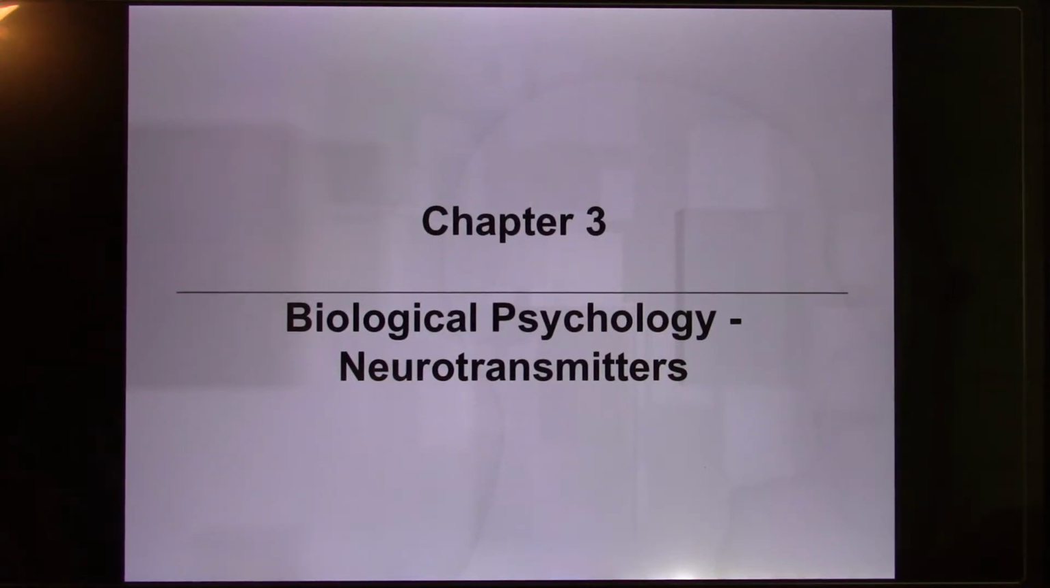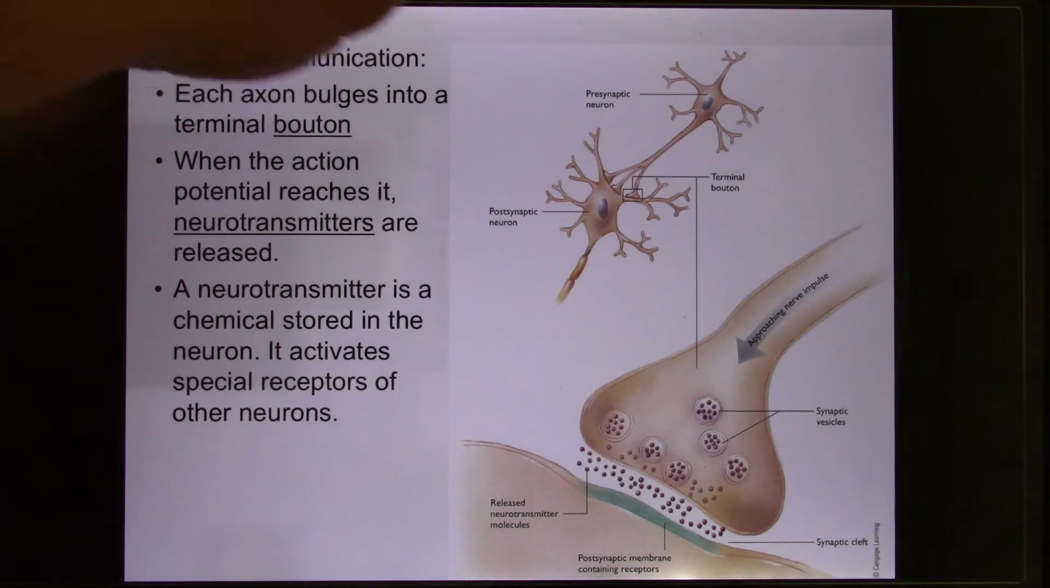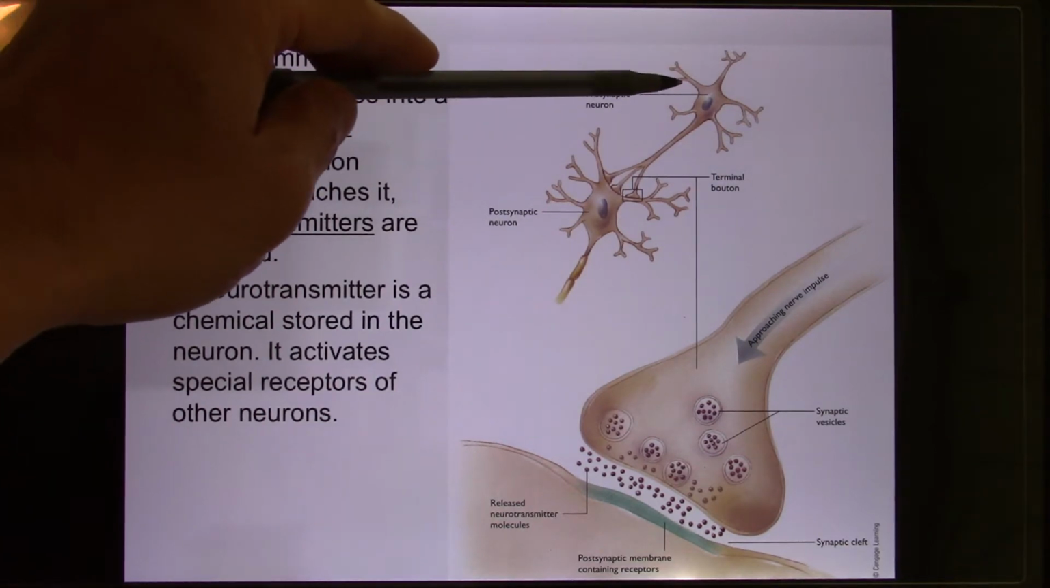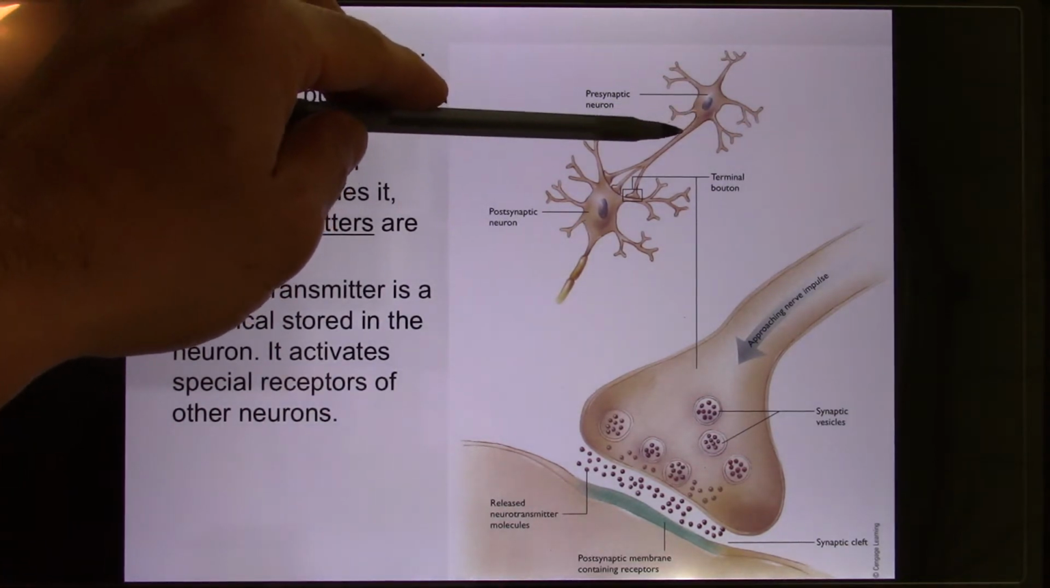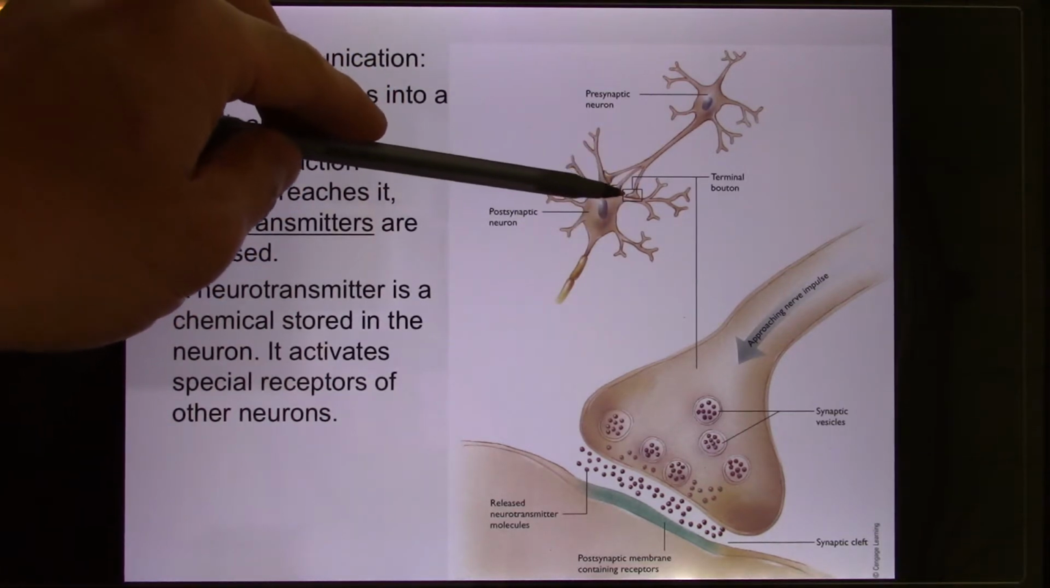We're in Chapter 3, Part 2, Neurotransmitter. Last time we finished the electrical signal of the neuron. So the neurons generate action potential from the axon hillock. It will go all the way through the axon to the axon terminal. And now we reach the terminal area.